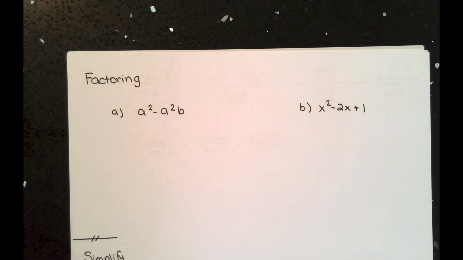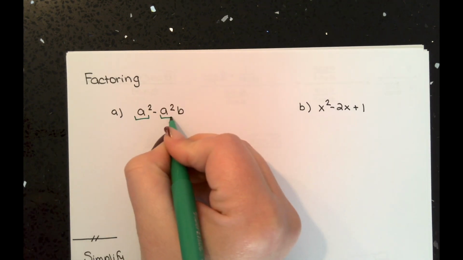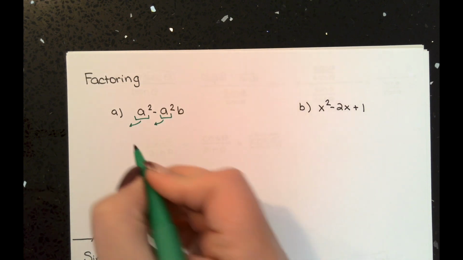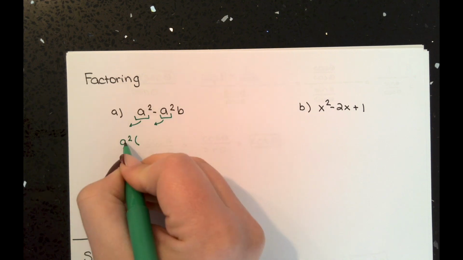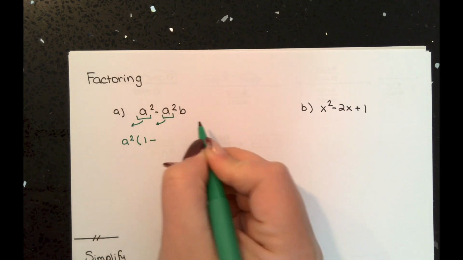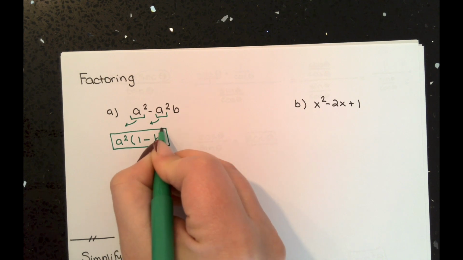Factoring is removing the common factor. I have an a squared, I have an a squared. So I'm going to remove that a squared, or divide by that a squared, factoring it out. So I have a squared divided by a squared, which is 1, minus a squared divided by a squared is 1, leaving b. So these are our factors.